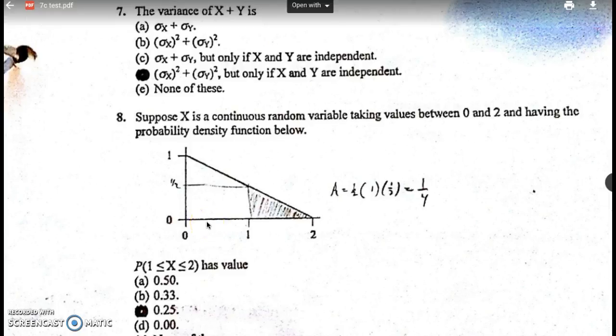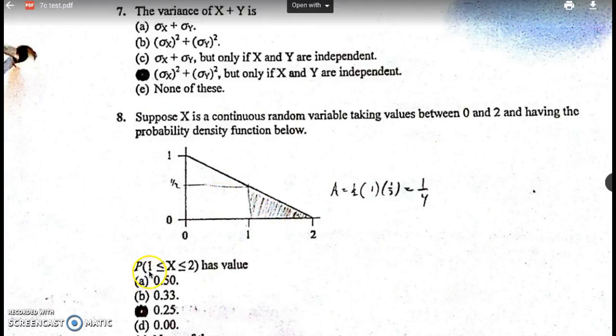Question 8 says, suppose x is a continuous random variable taking values between 0 and 2 and having the probability density function below. In order for it to be a density function, the area under the curve has to be 1, so let's make sure it's 1 first. This is a triangle shape, the whole thing. The base is 2 units, the height is 1. Area of a triangle is 1/2 base times height, so 1/2 of 2 times 1 is 1, so this is an okay density function.